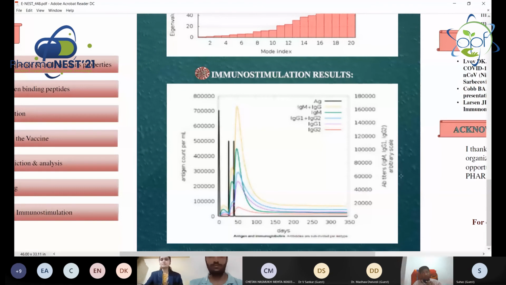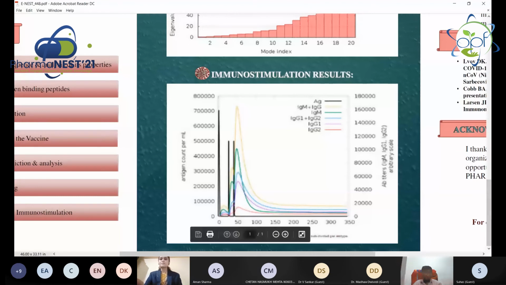And here the red color is IgG2, the pink color is IgG1, the green color is IgM, and blue color is IgG1 and IgG2. IgM and IgG is represented in yellow color, and the antigen is represented in the black color. As in the 50 to 100 days, the IgM and IgG value has been increased.